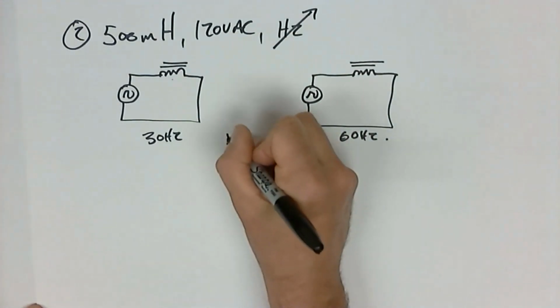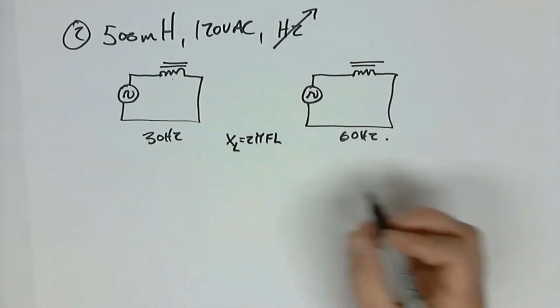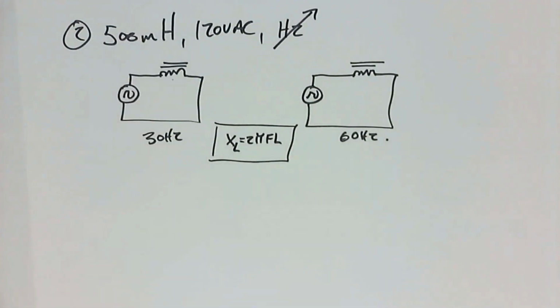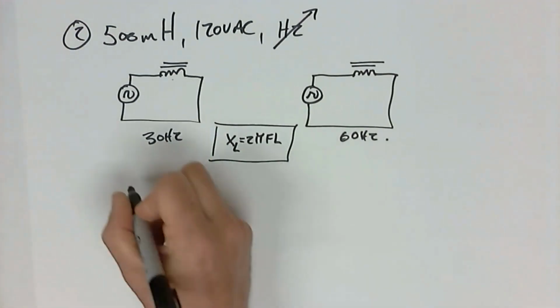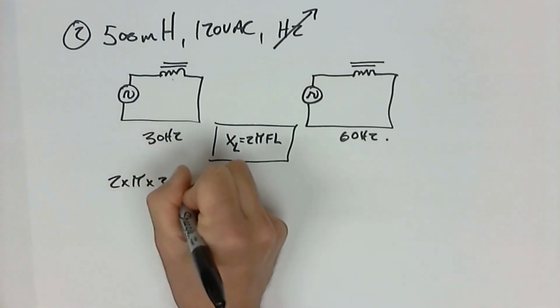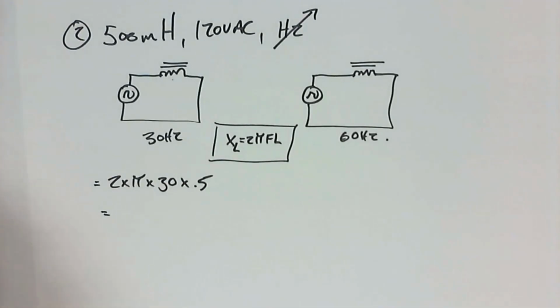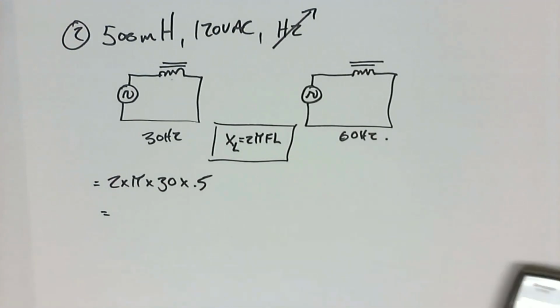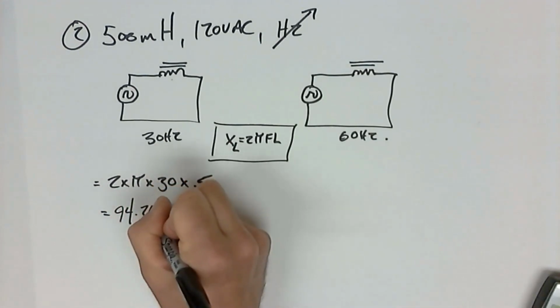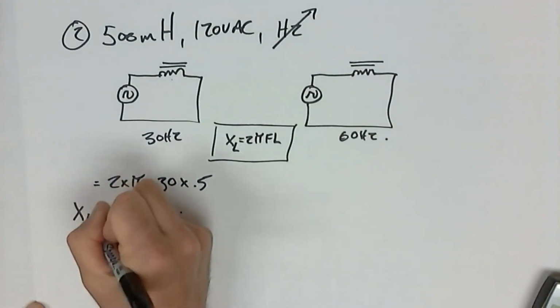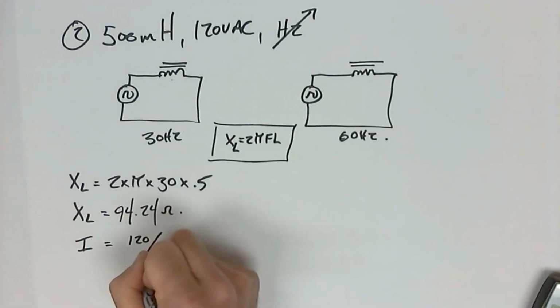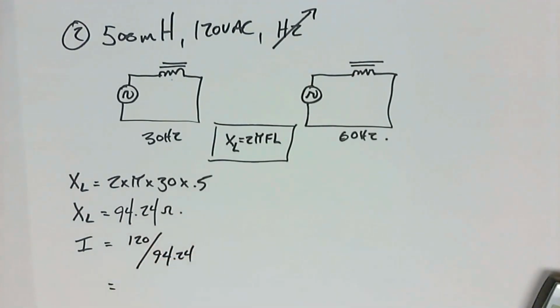So first, let's calculate XL. XL is equal to 2 pi FL. And that means for our two different circuits, although they have the same inductor in them, they are going to react a little bit differently. So XL is equal to 2 times pi times 30 times 0.5, which gives me a total inductive reactance of 94.24 ohms at 30 hertz. The total current value is the voltage divided by the ohms. 120 divided by 94.24 gives me 1.27 amps.